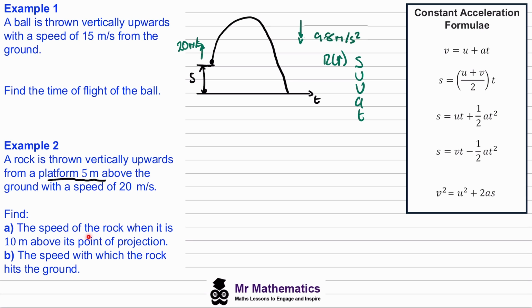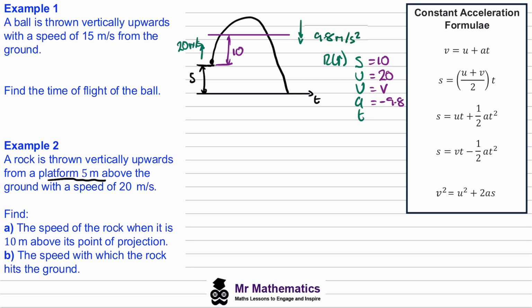We want to know the speed of the rock when it is 10 meters above the point of projection. So that'll be at this point, where this distance is 10. So our displacement is 10. The initial velocity is 20. The final velocity is what we're trying to find. And acceleration is negative 9.8.